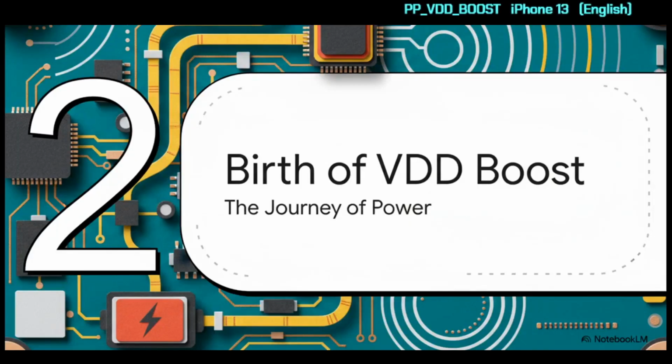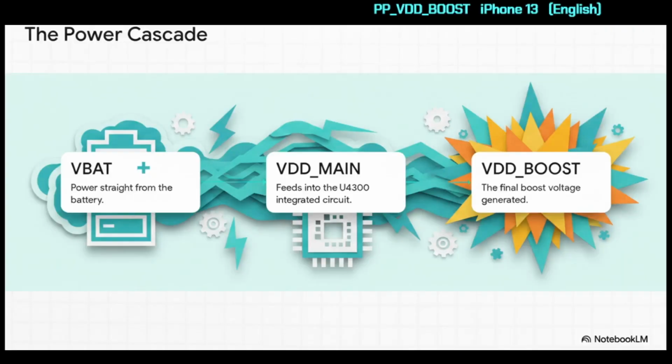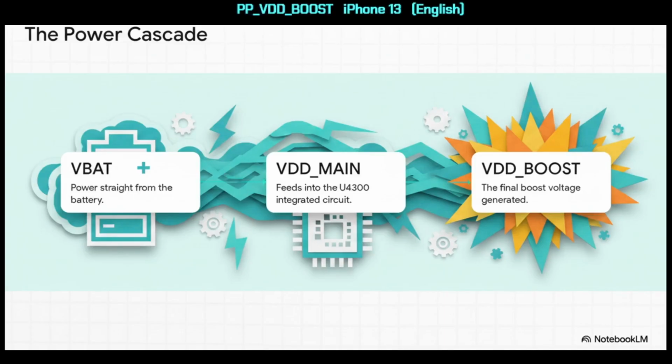Moving right along to Section 2, the birth of VDD_BOOST. Now that we've got our map, let's track the actual journey of the power. Where does this vital energy even start? Well, power literally flows downhill. It begins at Step 1 with VBAT, straight from the battery. That then flows right into Step 2, becoming VDD_main. And from there, VDD_main feeds into a very specific integrated circuit, the U4300, which basically acts as a generator that finally gives birth to our star player, VDD_BOOST.